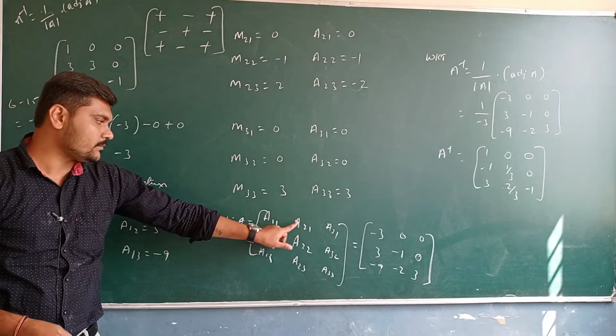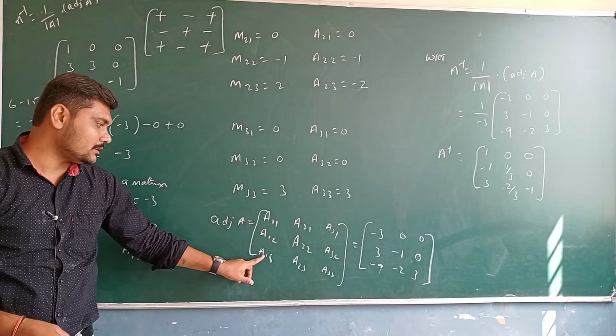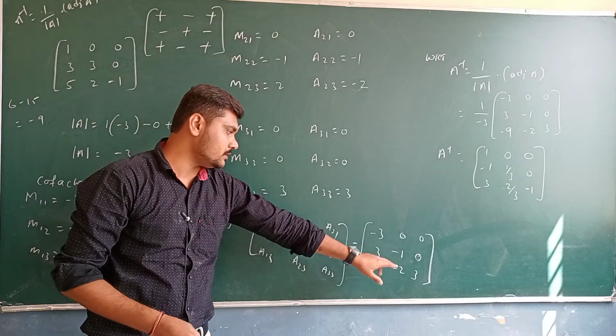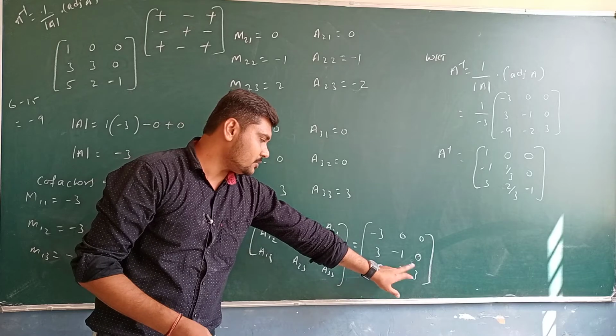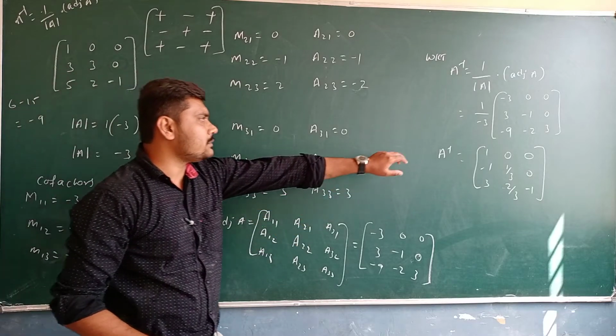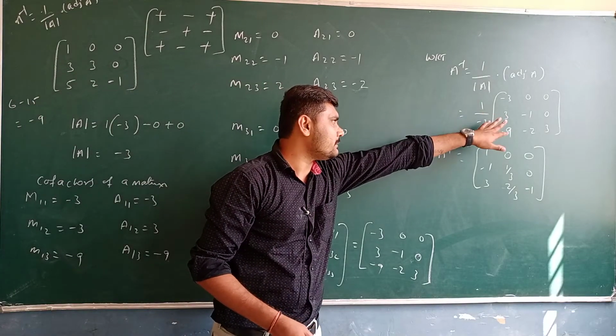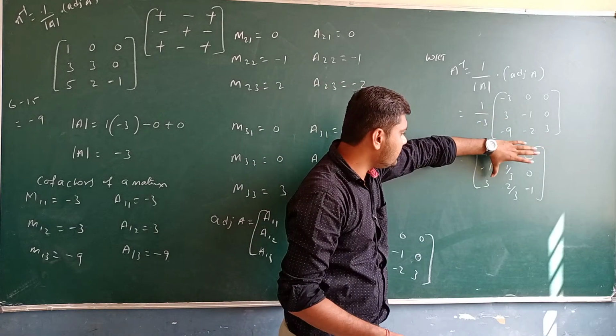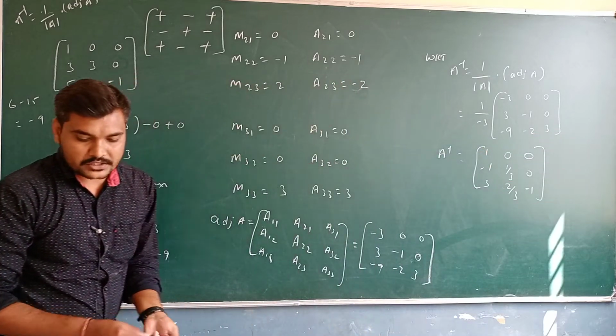Adjoint of A is equal to A11, A21, A31, and finally A13, A23, A33. So the adjoint of A we obtained is minus 3, 0, 0, 3, minus 1, 0, minus 9, minus 2, 3. And A inverse is equal to, we have the formula, 1 divided by determinant of A into adjoint of A. So 1 divided by minus 3 into the adjoint matrix. The calculation is simple here, we are just multiplying the things. Minus 1 divided by 3 into the given matrix. The resultant is 1, 0, 0, minus 1, 1 by 3, 0, 3, 2 by 3, and minus.